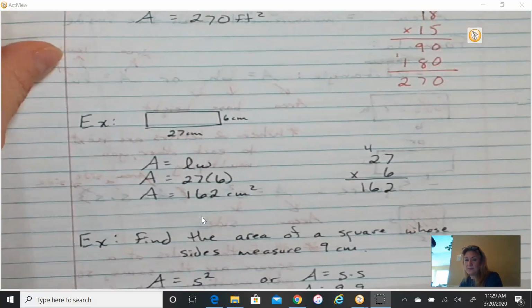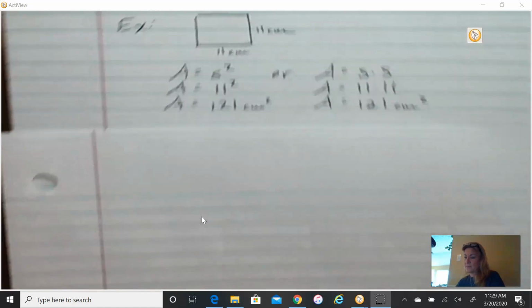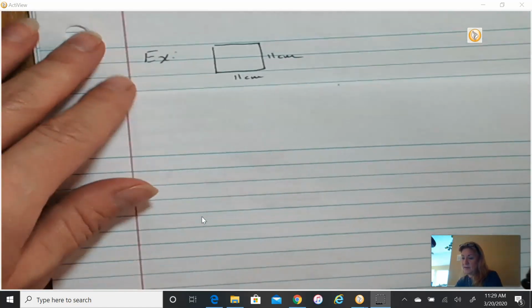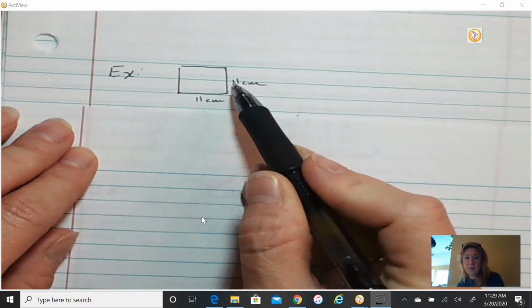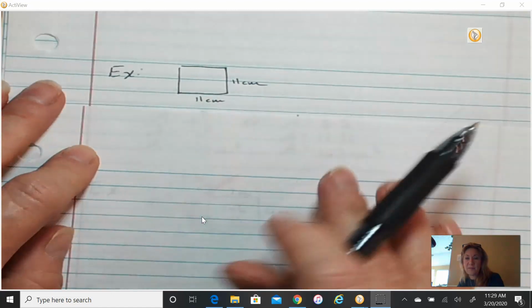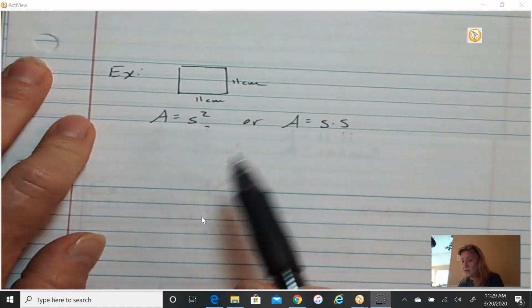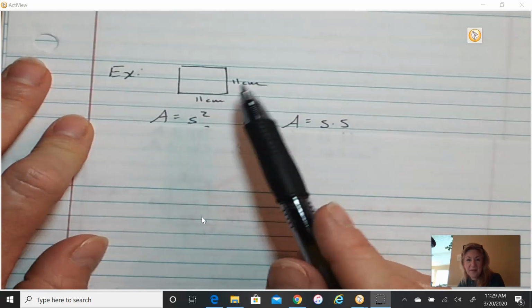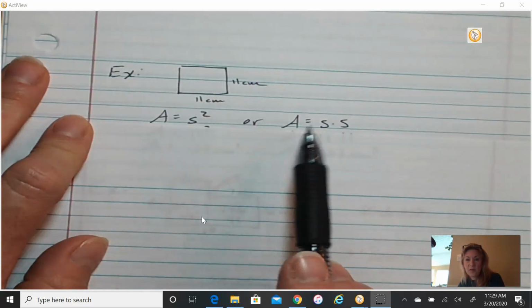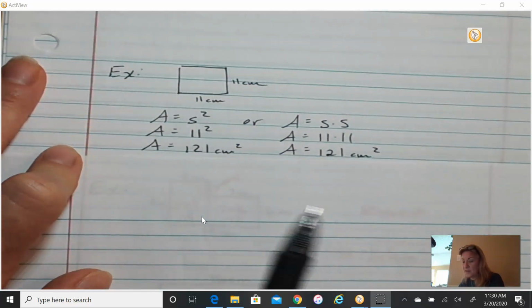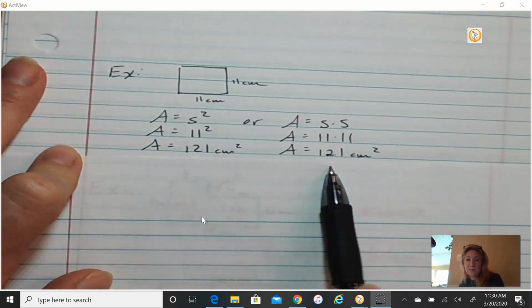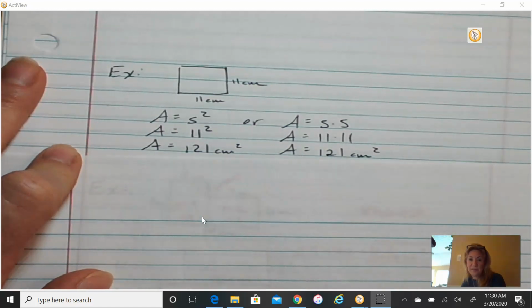All right. Let's do another example. Let's say they give you this drawing, and it's a square because the sides are equal, so it means all sides are going to be 11. All you do is multiply 11 times 11. You can use either formula, doesn't matter. It's going to be either 11 squared or 11 times 11, and that gives you 121 centimeters squared. Either way, don't forget that label.